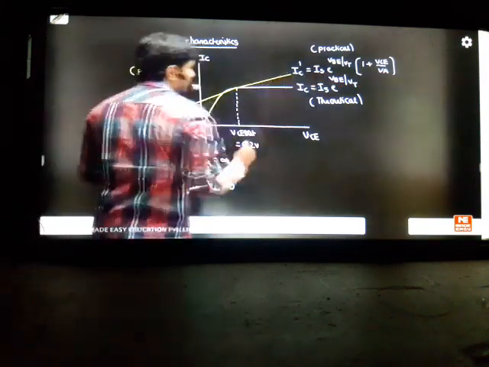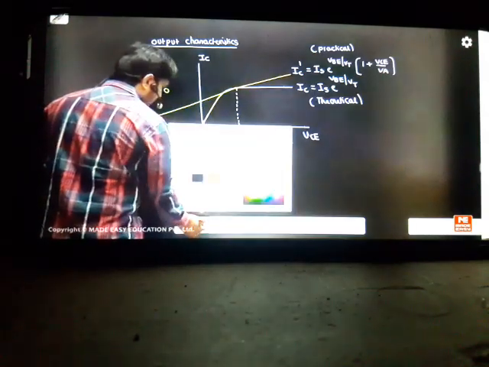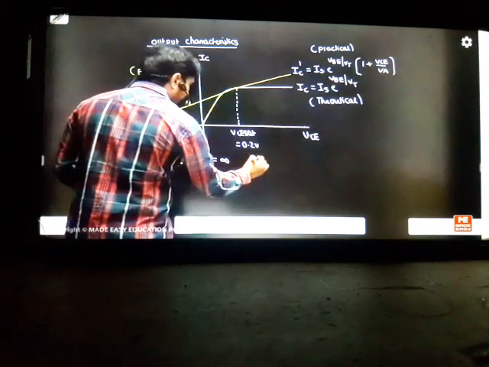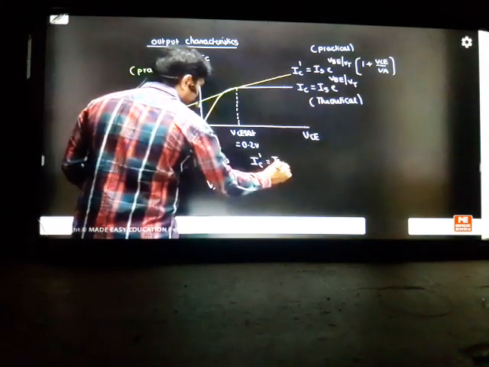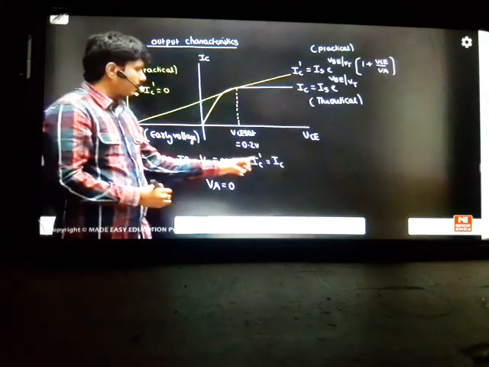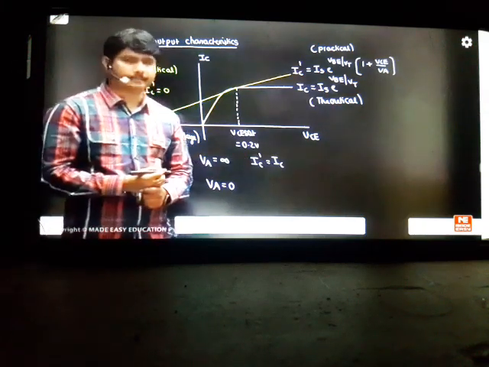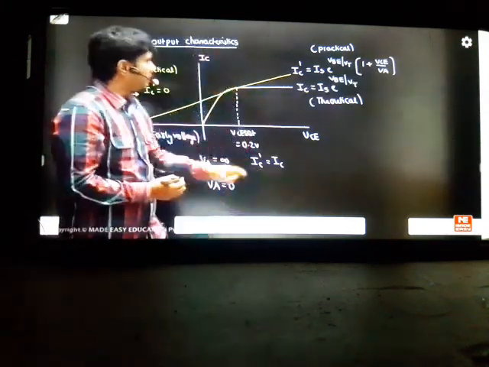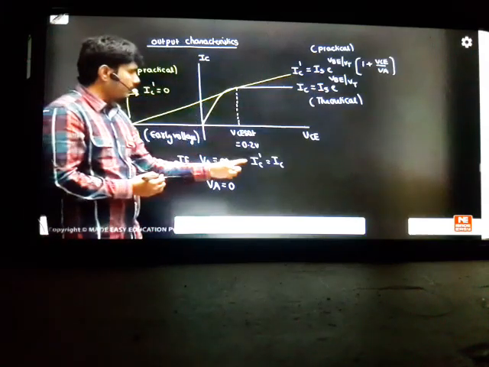According to this equation, what is the story? You can see that when VA is infinite, your IC dash becomes equal to IC. This is the first condition we are getting. IC dash and IC, the theoretical current and the practical current, both become the same. In the formula, VA is kept infinite, so this current and this current become the same. So we can say it's a good transistor.